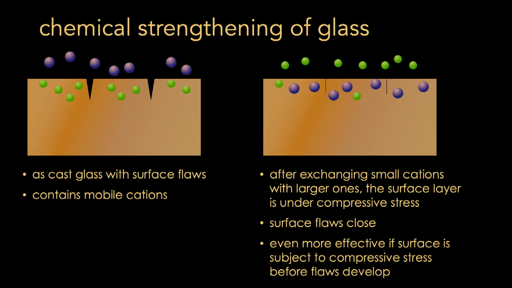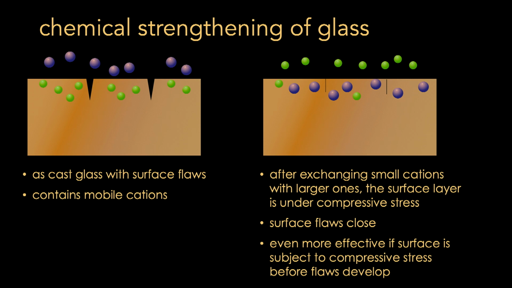That's one method. The other method, the one being used for Gorilla Glass, is chemical strengthening. Assume that you make a glass that has small cations in it, like sodium, for example. Then you replace the sodium by ion exchange with potassium, which is larger. That way you put the surface under compressive stress again, and it closes the flaws, so it has the same effect as tempering. Now, if you do that before there are any surface flaws, then you get Gorilla Glass.